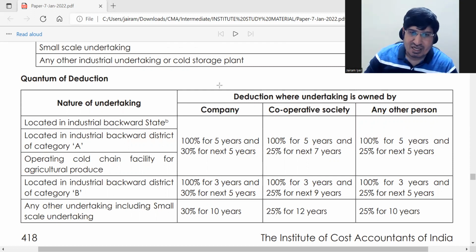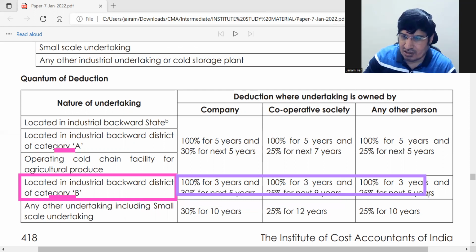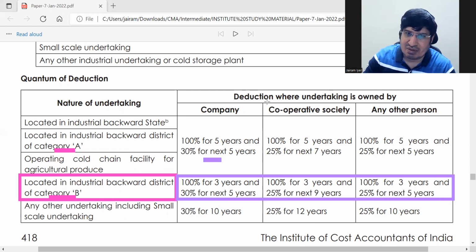Next is industrial located in any backward district of category A. You got category A, here it is category B. Okay, ठीक है. Then it is 100%. इसके लिए क्या है हमारा? Okay, this is same as above. Okay, this and this is same.